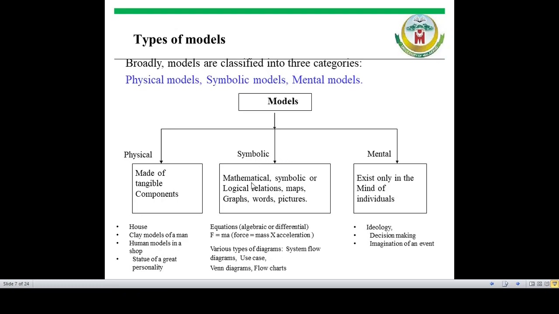Now symbolic models. These include mathematical, symbolic or logical relations, maps, graphs, words, pictures. For example, equations: F is equal to ma. This equation is actually representing a physical phenomenon. Also various types of diagrams: system flow diagram, use cases, Venn diagram, flow charts, etc. All these are symbolic models of a real world object. And a mental model exists only in the mind of an individual. For example, ideology, decision making, imagination of an event. So these are mental models.